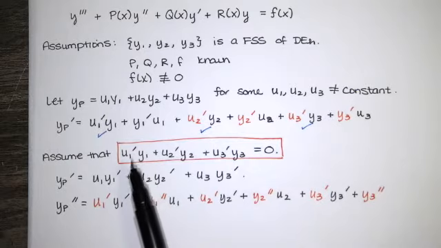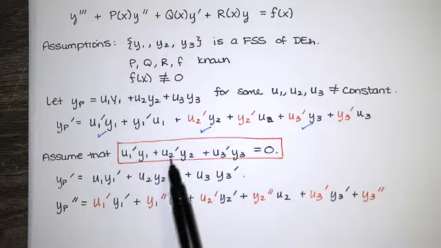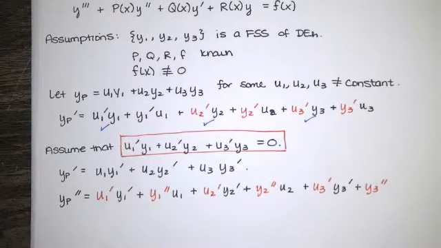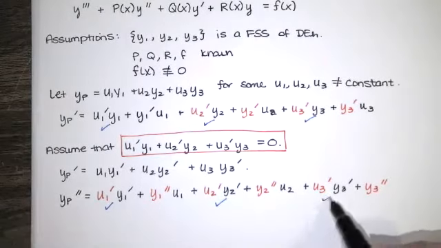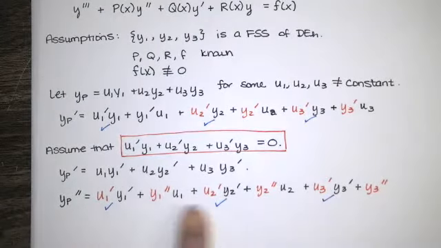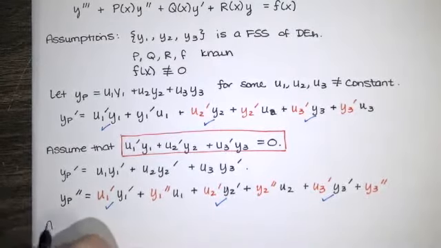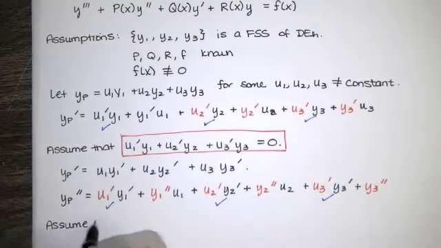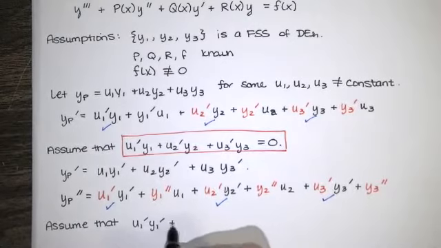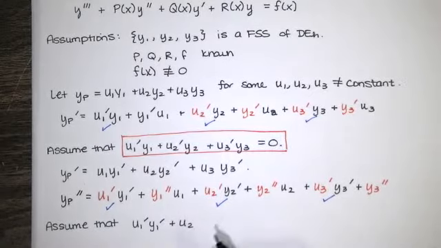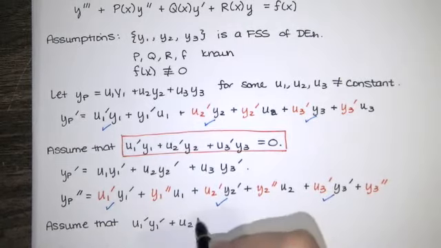I'm still going to take out all the terms that involve u1 prime, u2 prime, and u3 prime. So there's one, and there's one, and there's one. We're going to assume that the sum of those is equal to 0 this time. And again, the reason for that is because we want 3 equations and 3 unknowns involving u1 prime, u2 prime, and u3 prime as our unknowns.